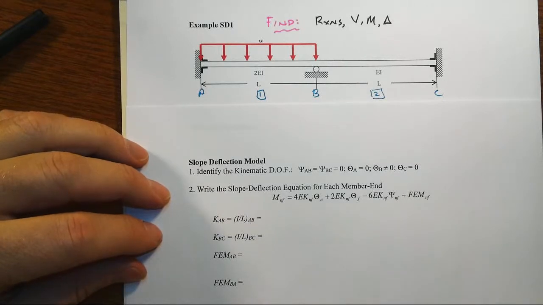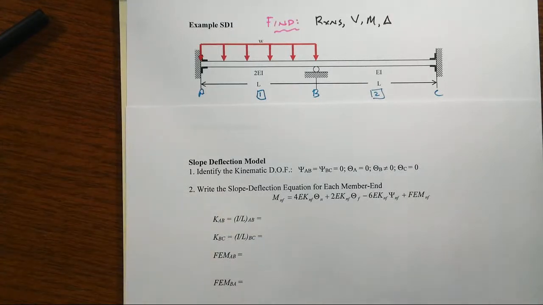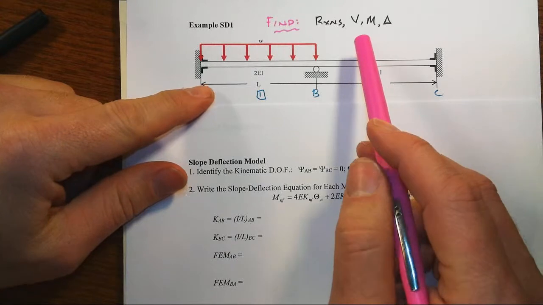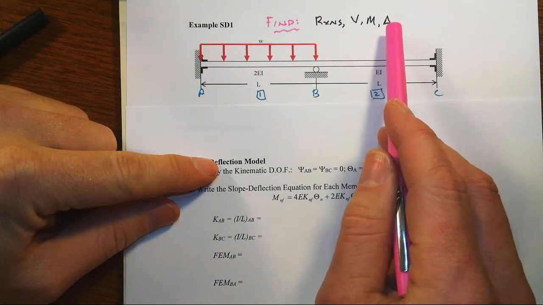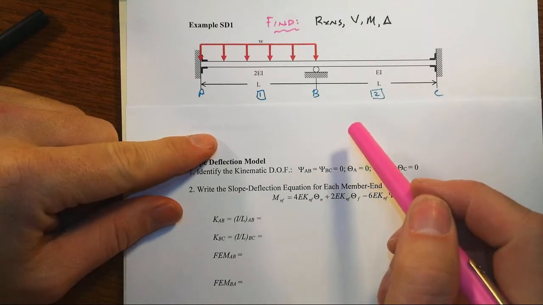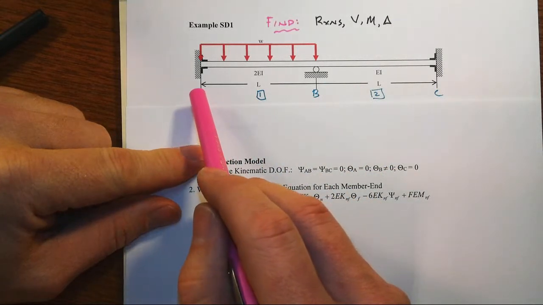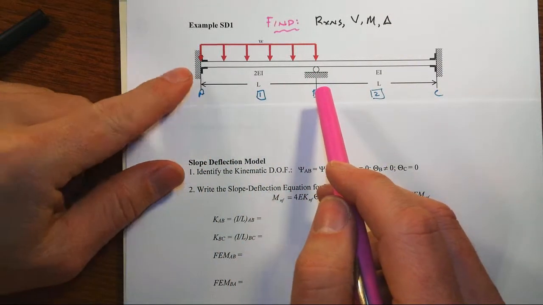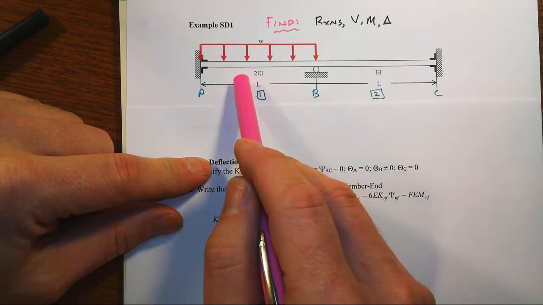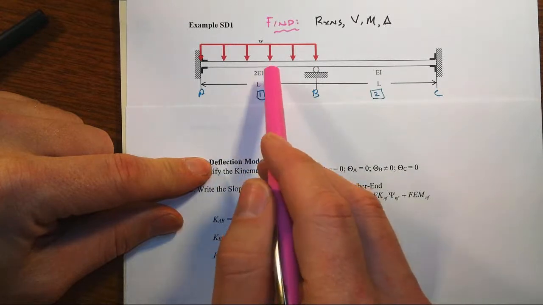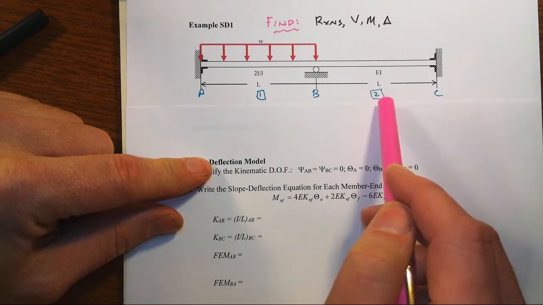Right, in this first example of applying the slope deflection method, we've got a two-span beam. We're going to find the reactions, the shear and moment diagrams, and the qualitative deflected shape. We've already set up the system by calling the left reaction A, the middle support B, and the right support C. We have constant EI within the span, so we can model this as two different members.